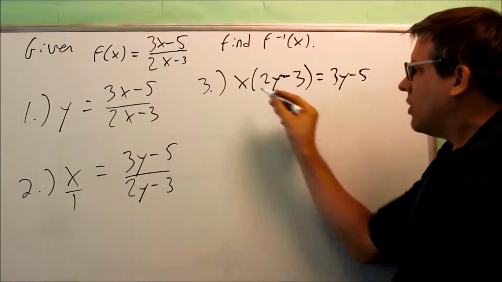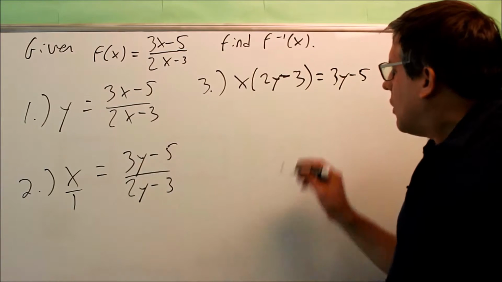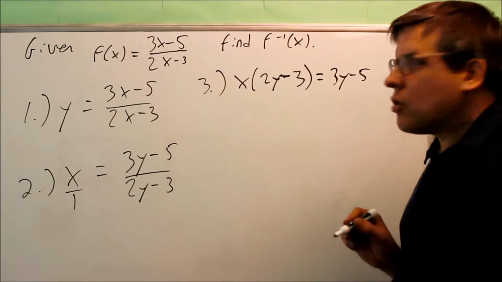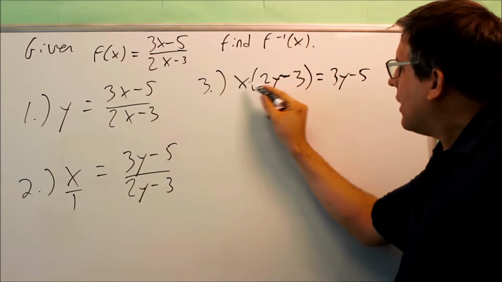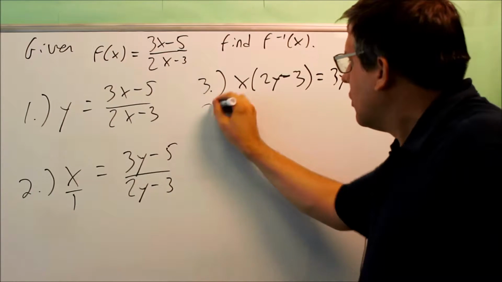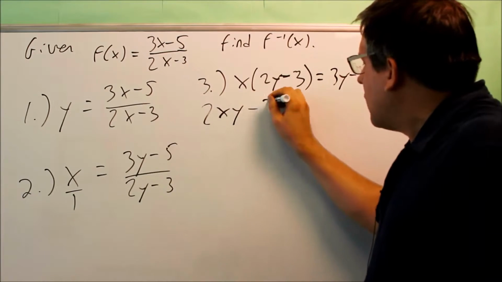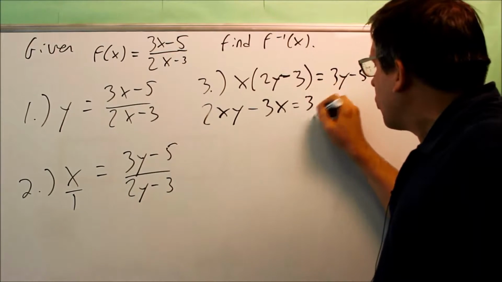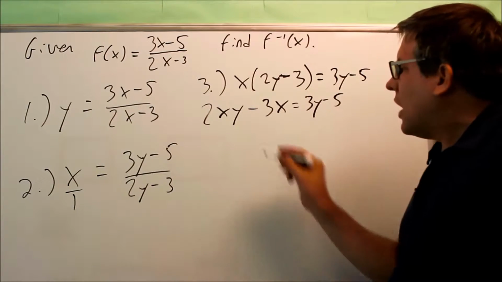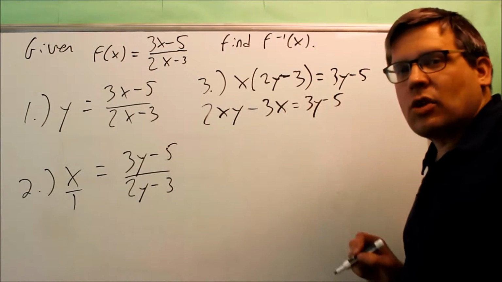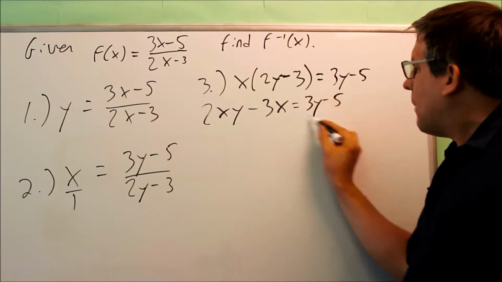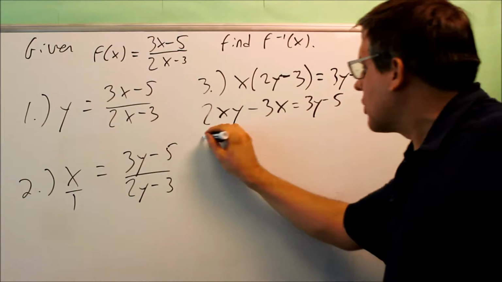So now I have this as a result. You need to get all the y's on one side of the equation, so you need to free up the y that's in there. So I'm going to multiply this through first and get 2xy minus 3x. That's going to equal 3y minus 5. I need to do that step to free up the y. So now I need to get all the y's on one side of the equation. I'm going to bring this y across the equal sign.